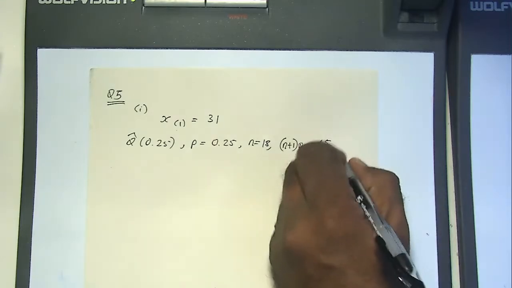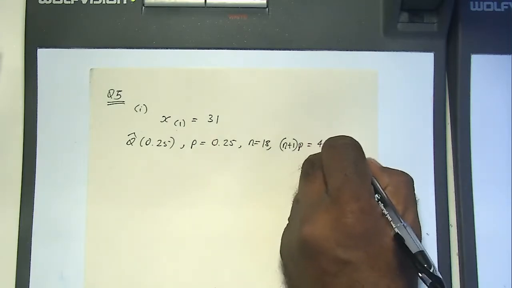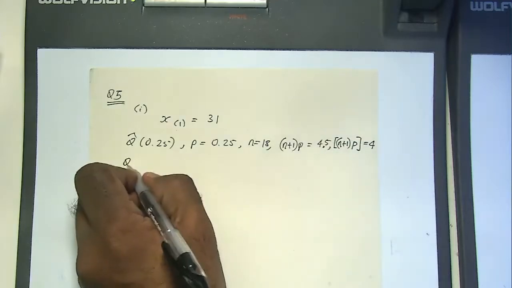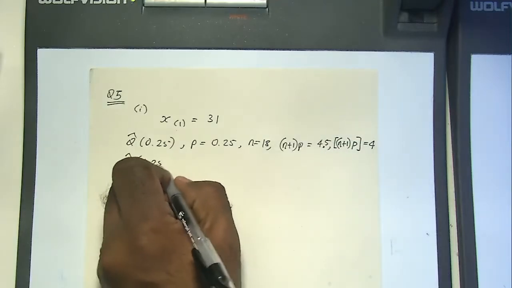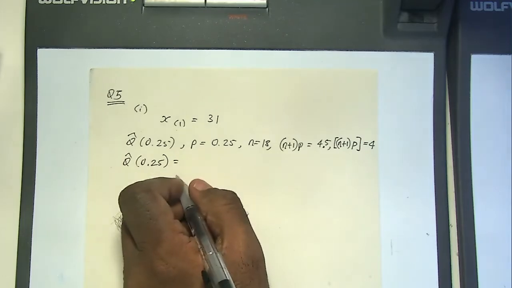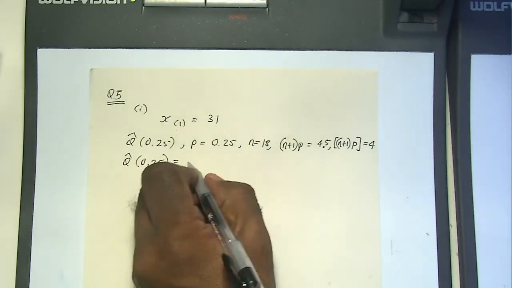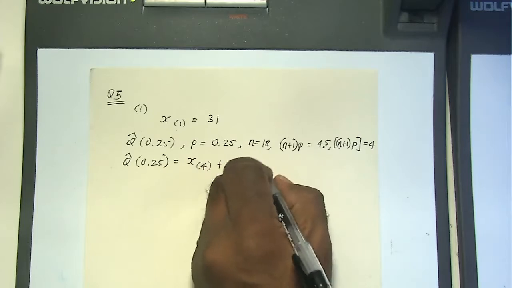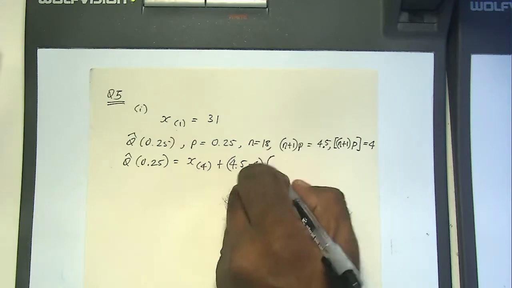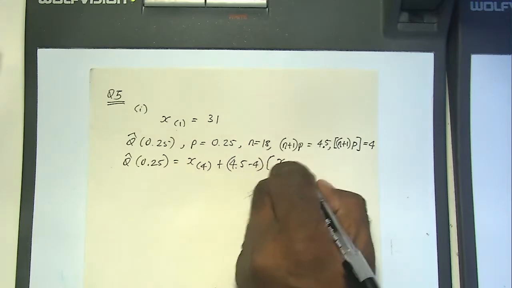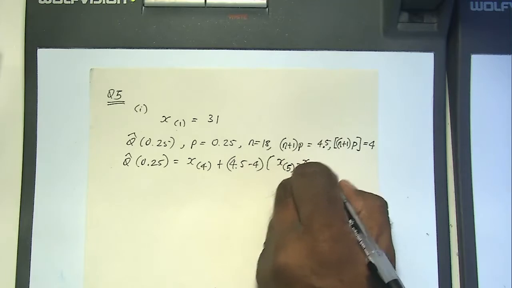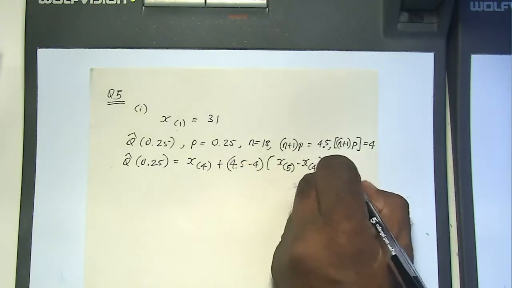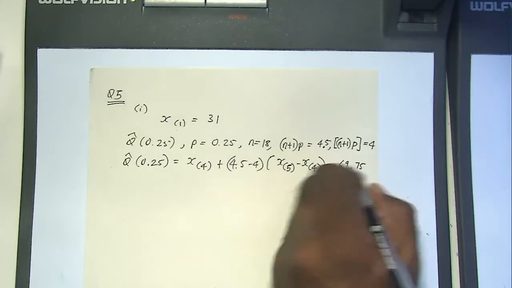Yes, 4.5, and the integer part is 4, right? So it's going to be x4 plus (4.5 minus 4) multiplied by x5. This is what you get, and if you work this out, you will get 69.75.